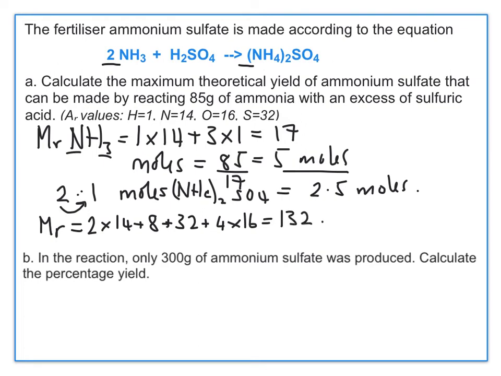So since mass equals moles times MR, our maximum theoretical yield is going to be our moles, 2.5, times 132, and we get 330 grams, and that's going to be my final answer.